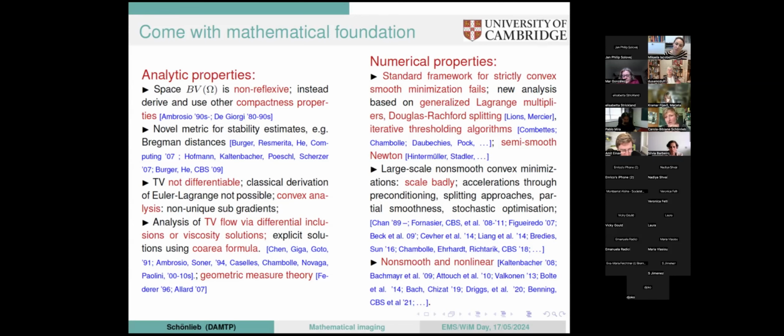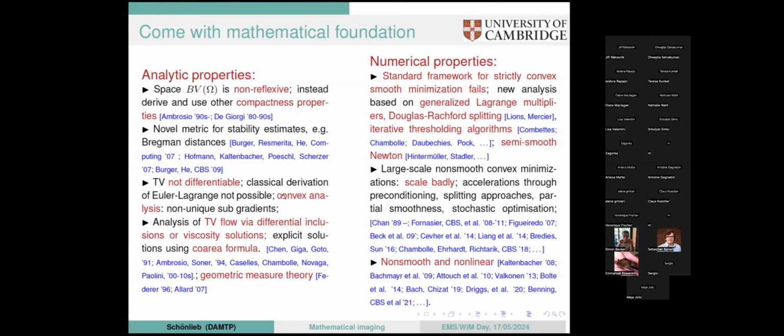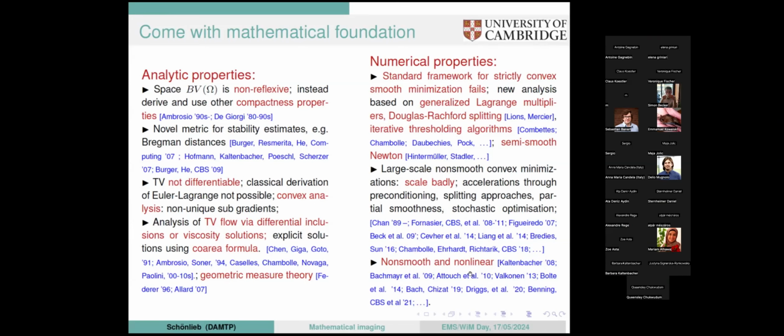And then on the numerical side, a lot of the work that has been done treats the fact that we are solving a non-smooth optimization problem, and an optimization problem that's usually very large in terms of the size of the data.